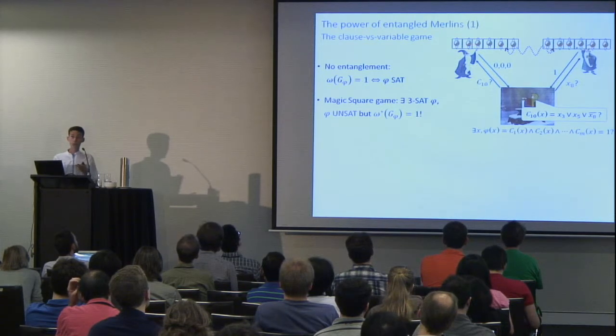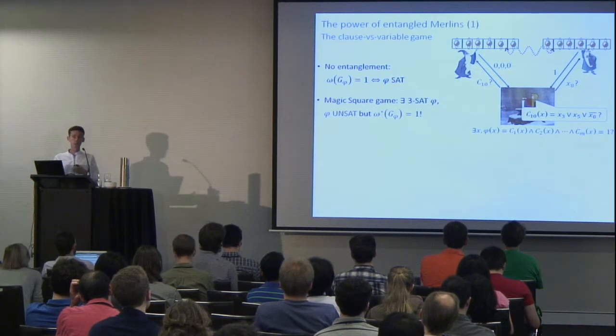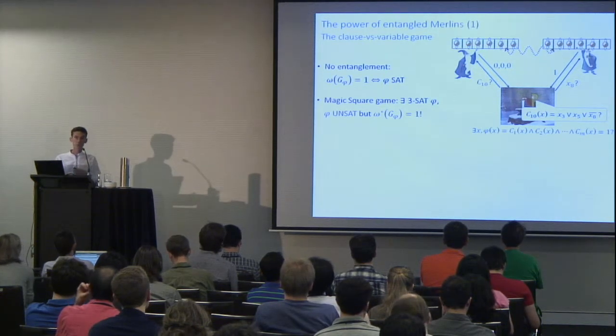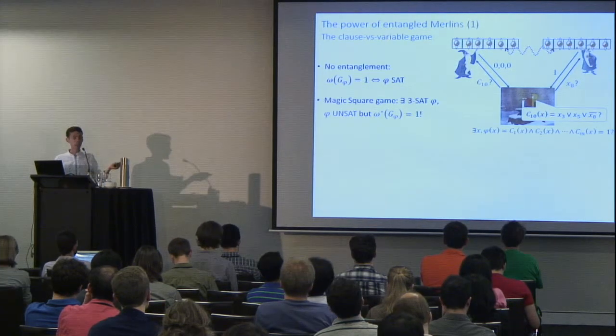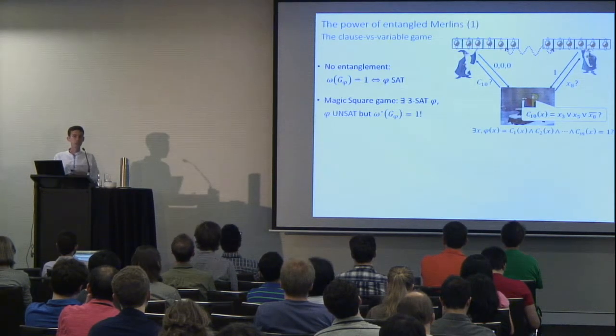So there are examples you can come up with. This is based on an example by Mermin and Peres called the Magic Square game. You can construct a simple three-SAT formula. It has 9 variables, 24 clauses, I think. And this formula is not satisfiable, but the Merlins can win the game with probability 1 using their entanglement. It's not so surprising. I mean, this is a Bell inequality violation. We've seen these before. Perhaps we shouldn't be surprised.